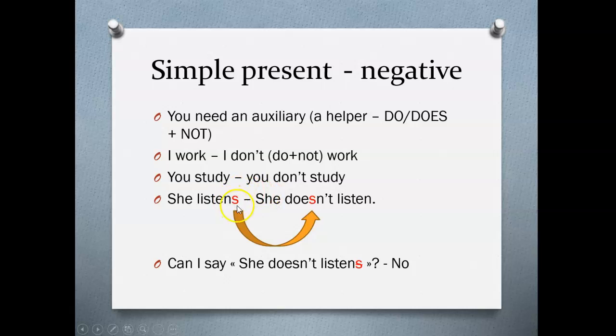Remember, you have your S, third person singular, on the simple present verbs. In this case, you want to put the S on your auxiliary. She doesn't listen. Is it correct to say she doesn't listens? Well, no, it isn't, because I can't have an S here and an S here. Can I say she don't listens? Absolutely not.